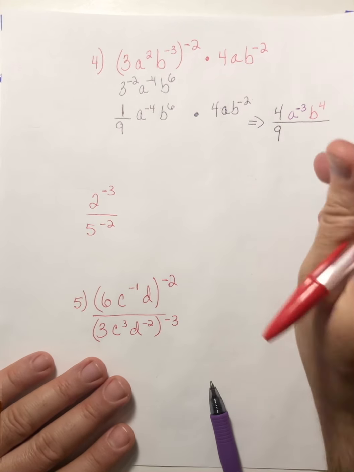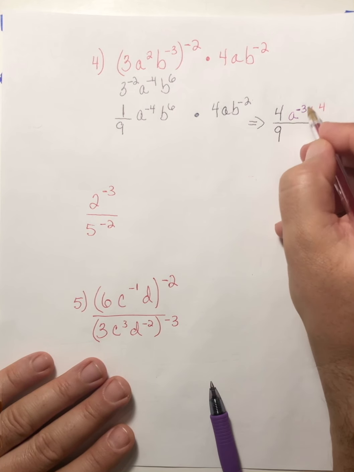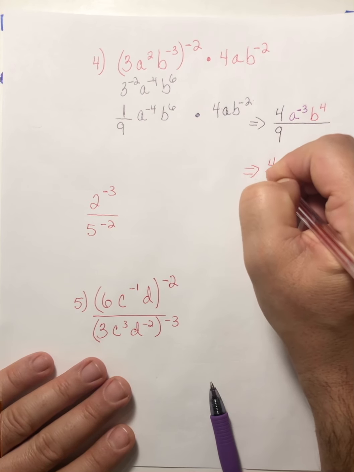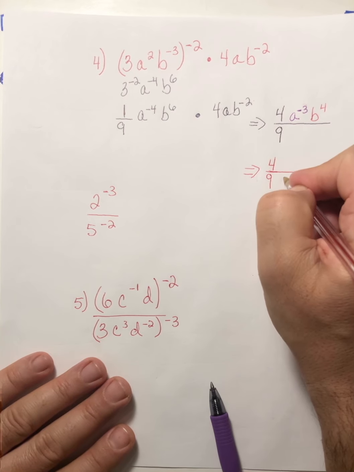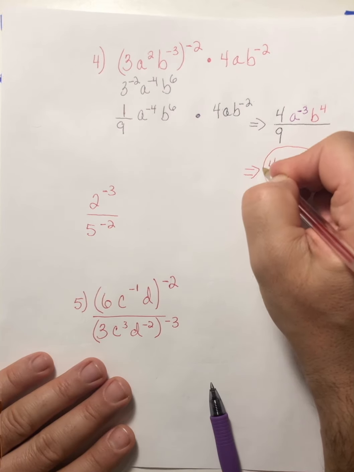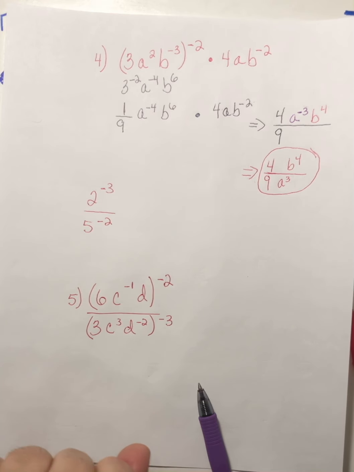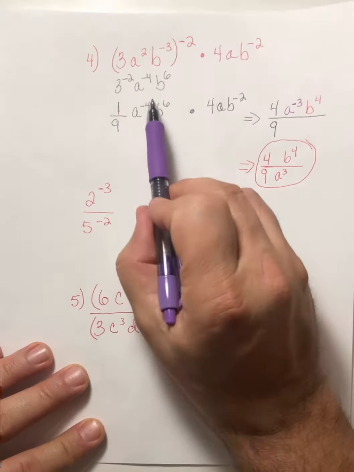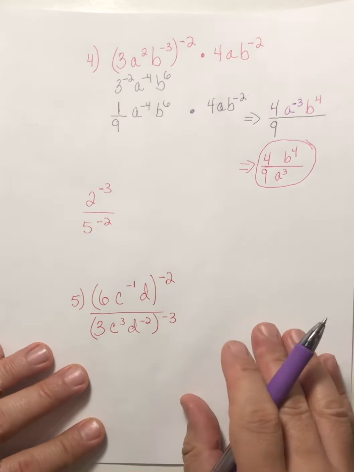Now I will worry about negative exponents. I want positive exponents only, so where do I have to move this? That's right, we just have to move it down. So we have our final answer of 4 over 9. Ooh, make my fraction bar bigger. This a to the negative 3 goes down below as a positive exponent, and I have b to the 4th on the top. There is our final answer. All we did was use our rules. Notice I did not freak out about negative exponents. I just followed my rules. Then I worried about moving those negative exponents when I was done.